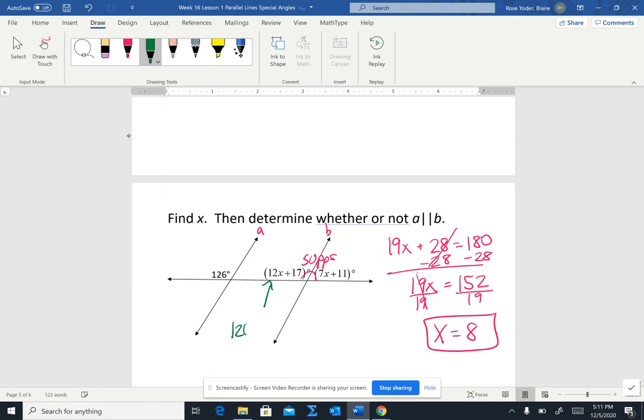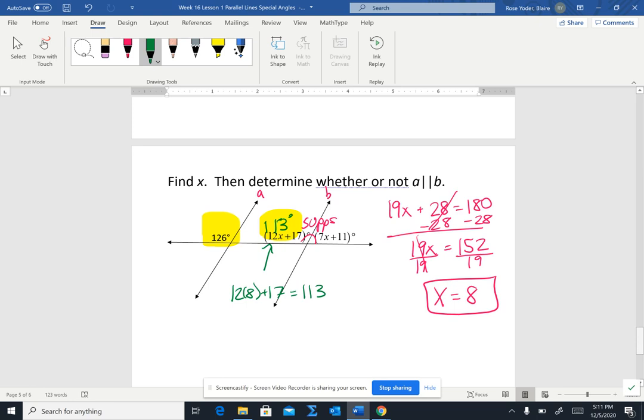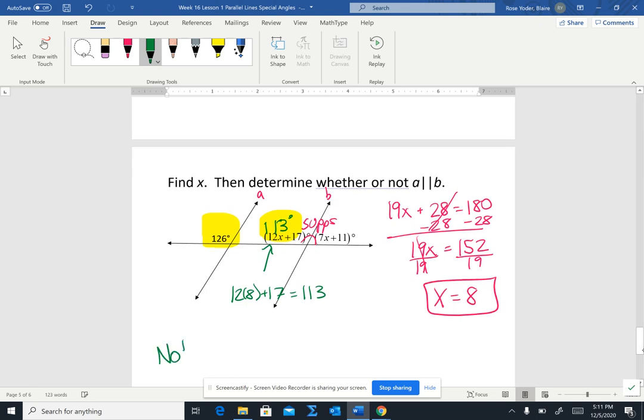I'm going to go 12 times 8 plus 17. Let's see what I get. 12 times 8 is 96, plus 17 is 113. All right, 113 degree angle, 126 degree angle. No, those do not end up being congruent to each other. So the answer for this one is no. A is not parallel to B. You can use that symbol because the corresponding angles are not congruent.